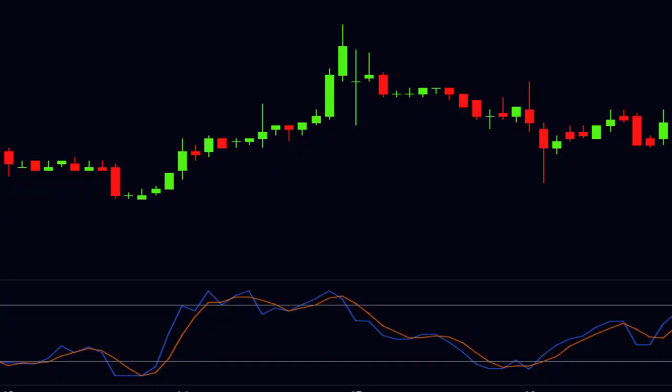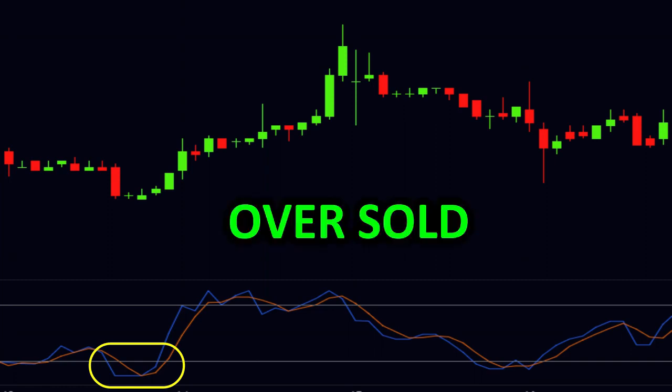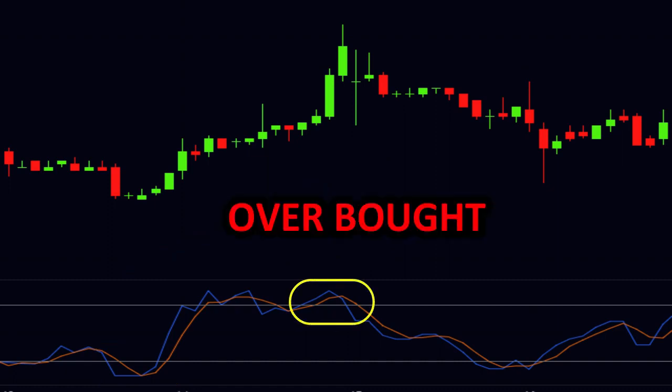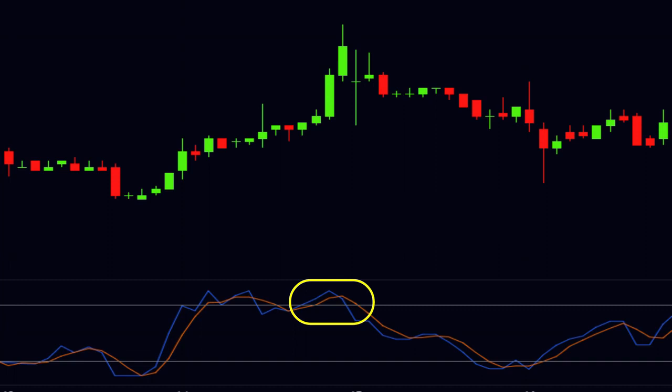According to the theory, when the stochastic goes below the 20 level, it is called that the stock is oversold. Now there are chances for a reversal, and from here the price may go in the upward direction. Similarly, when the stochastic goes above the 80 level, it is called that the stock is overbought. Now there are chances for a reversal, and from here the price may go in the downward direction.